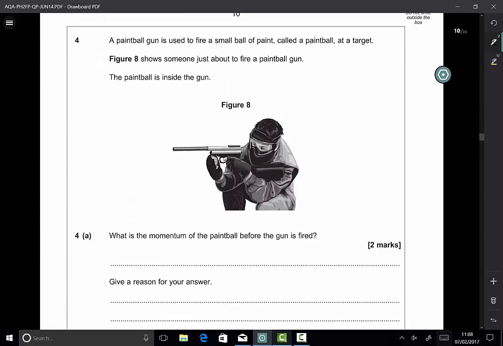Question 4. A paintball gun is used to fire a small ball of paint called a paintball at a target. Here is a picture of someone just about to fire a paintball gun. The paintball is inside the gun. What is the momentum of the paintball before the gun is fired?